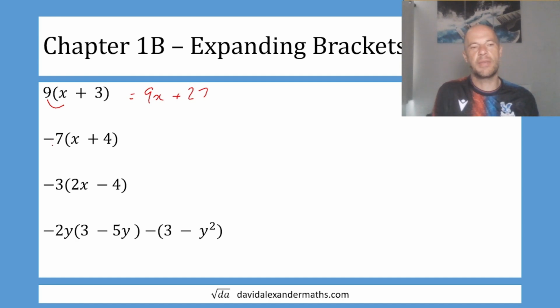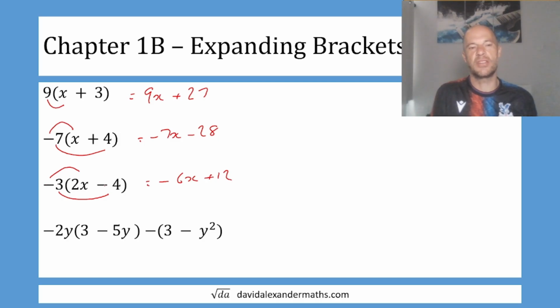When there's a negative number outside, this is when mistakes can happen. Negative 7 times x, well that's easy, that's minus 7x. And negative 7 multiplied by positive 4 is negative 28. So some people will make the mistake there of putting plus 28. Minus 3 times 2x, well that is minus 6x. And minus 3 times negative 4, remember a negative times a negative is a positive, so that becomes plus 12. So remember that a minus sign outside the bracket just changes the sign inside the bracket.